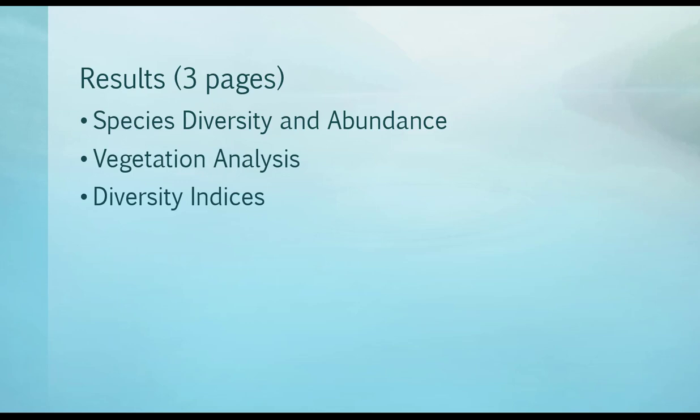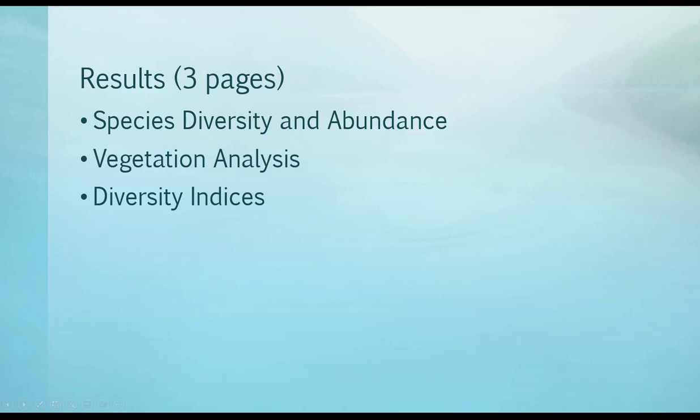But your results section will include 3 parts, okay? So you have the species diversity and abundance subsection, the vegetation analysis subsection, and then the diversity indices subsection. So just like in milestone 1, I suggest that you have the results as your section heading, and then you have these subheadings listed, okay? So under each subheading, we'll have a separate paragraph.